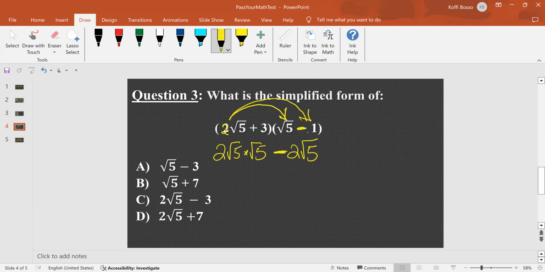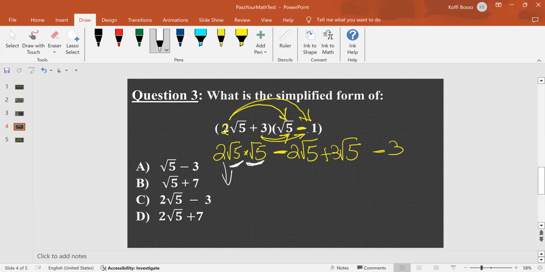After that, we'll take positive 3 multiplied by radical 5. That gives you plus 3 radical 5. And the last one is to take positive 3 multiplied by negative 1, and that gives you negative 3. Now let us simplify this. Every time you see square root of 5 multiplied by square root of 5, that gives you square root of 25, which is regular 5.